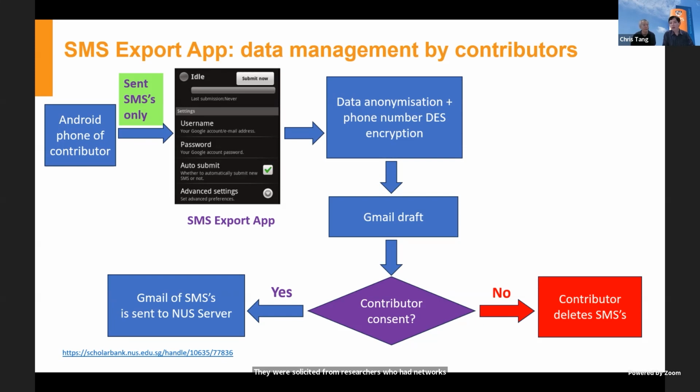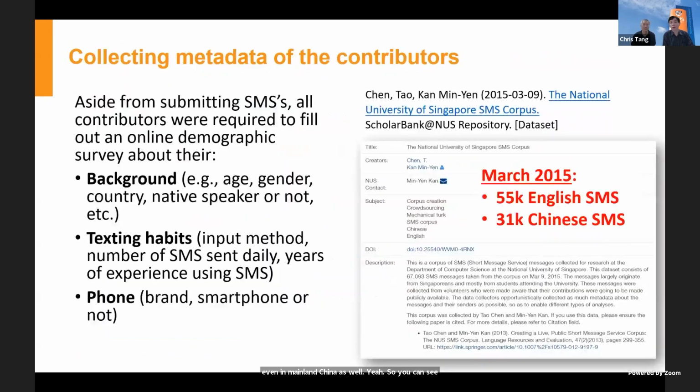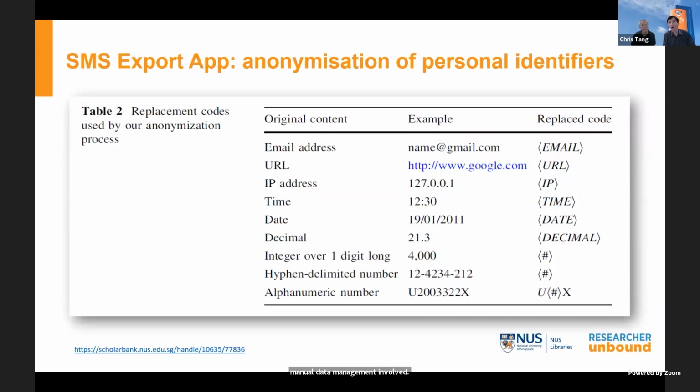So you can see the process was both systematic and also involved a lot of manual data management. I wanted to show the audience this as well. Remember we were talking about the data anonymization features in the SMS export app. This is what they actually did. They wrote replacement codes to anonymize all these personal identifiers and numbers. So Min, could you explain more about what this is supposed to do?